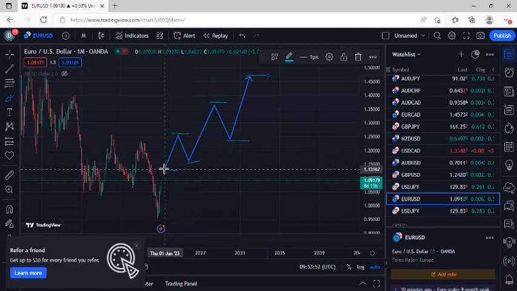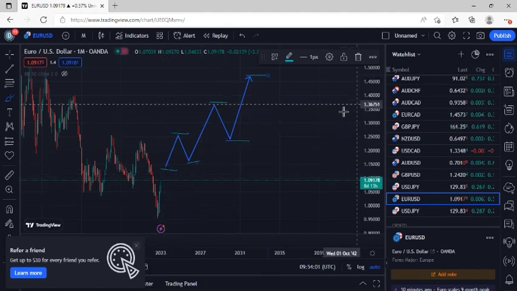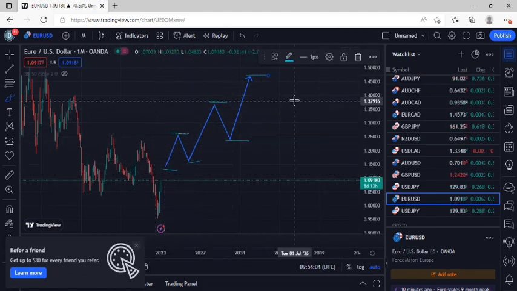So when the market is creating higher highs and higher lows, that means you are having an uptrend. You can see the movement up here.